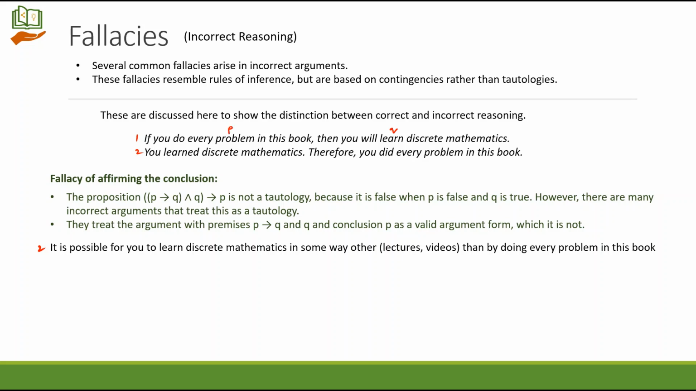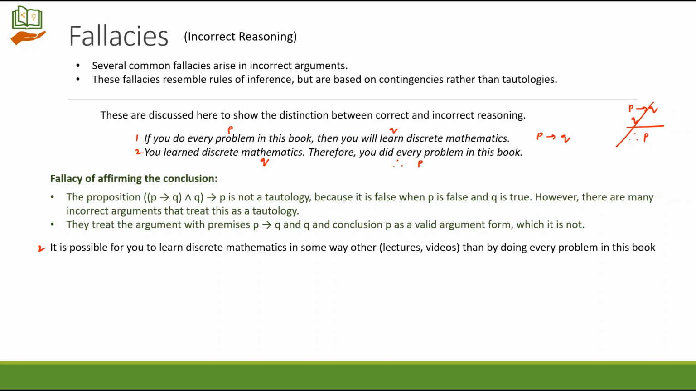If you do every problem is P, and you will learn discrete mathematics is Q. This is P implies Q. And you learnt discrete mathematics is actually Q. So this is in the form of a rule of inference: P implies Q and Q, and from this what they are concluding is therefore P. This is what they conclude. So this is given in the form like this. But this is not a tautology is what they say, because it is false when P is false and Q is true. However, there are many incorrect arguments that can treat this as a tautology.